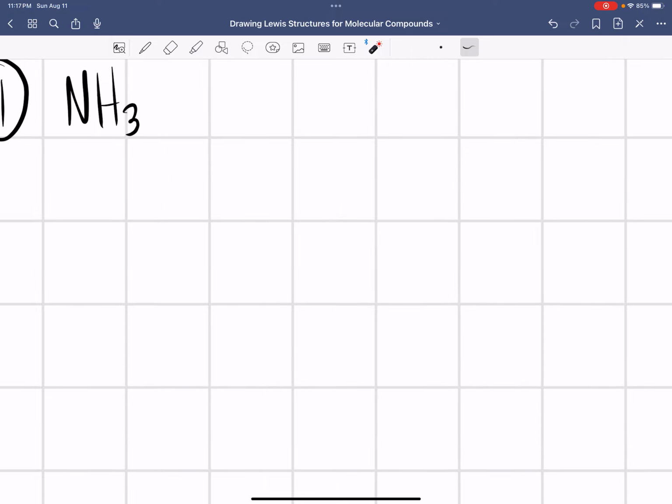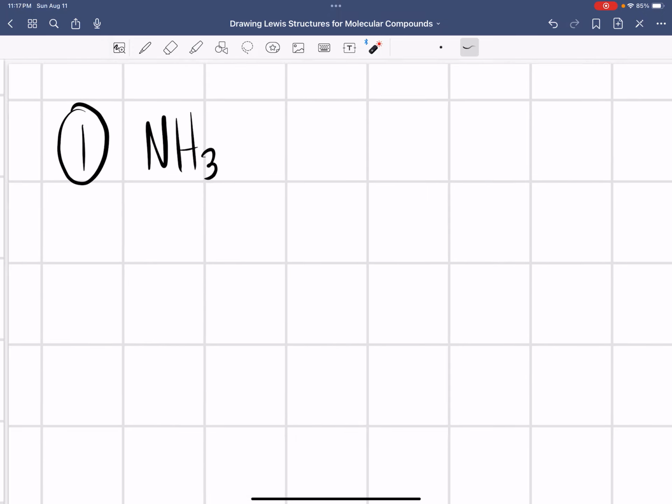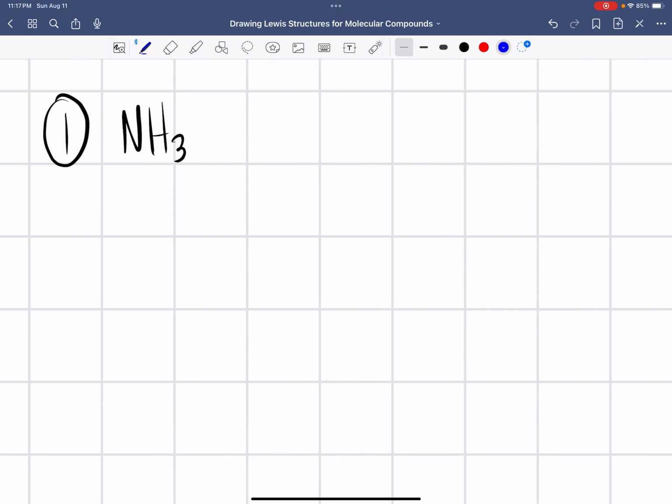So the first one I have here is NH3, or ammonia. What we do is we first decide what the central atom is going to be. Now, since hydrogen can't be the central atom, that really just leaves nitrogen. And what we do next is we just connect all of the other atoms to the central atom with single bonds. Then we make sure everything has a full octet by adding lone pairs.